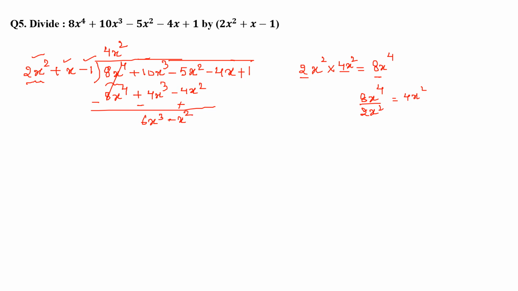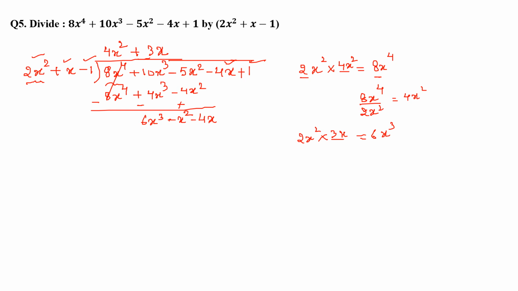Now from the dividend I can see there are two terms left out. So I have to take one term down at a time. So it will be minus 4x. Now again I have to repeat the process. So in 2x square, how much shall I multiply to get 6x cube? 2 times 3 will give me 6, and in x square I have to multiply by x to get x cube. So my second term of the quotient will be 3x.